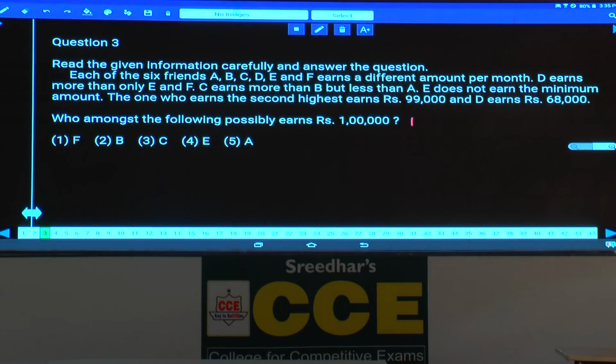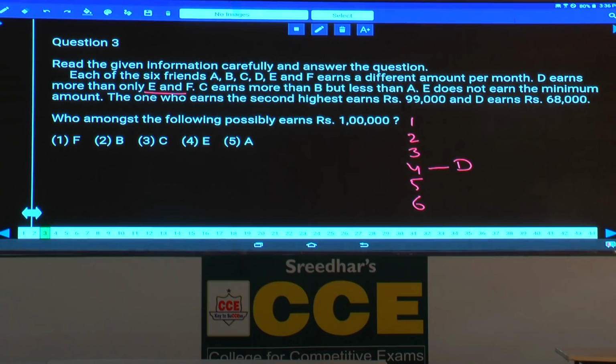There are 6 persons. Now 1, 2, 3, 4, 5 and 6. And these are the 6 persons. D earns more than only E and F. That means, what should be the position of D? D is more than E and F. Hence E and F can be on the 5th and 6th positions in any order. And D is more than only E and F. C earns more than B.